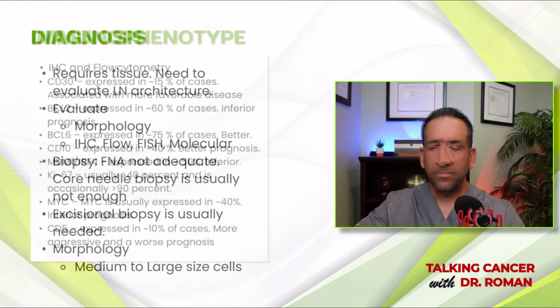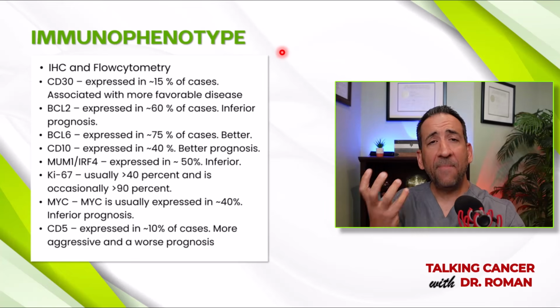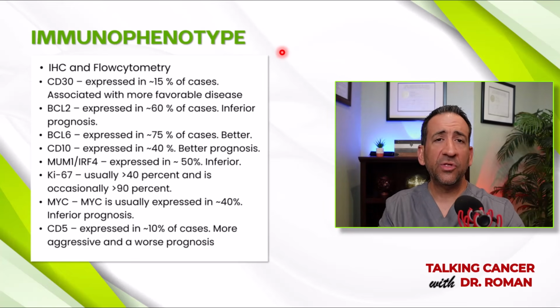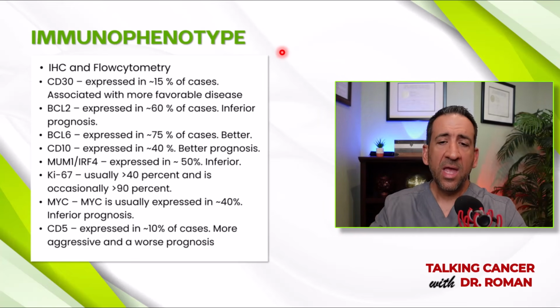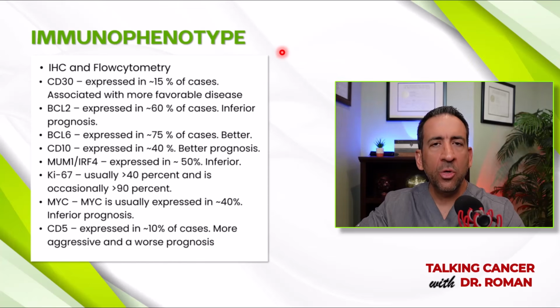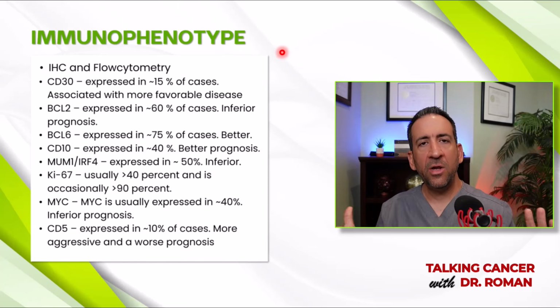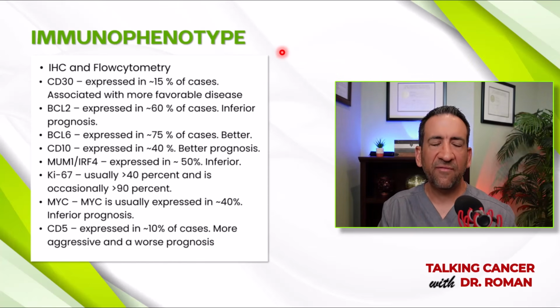All right, now, once you had that biopsy and you have a good sample, they'll take another piece of that tissue and they will do what's called immunophenotyping. This is another type of test to try to identify what proteins this tumor has.